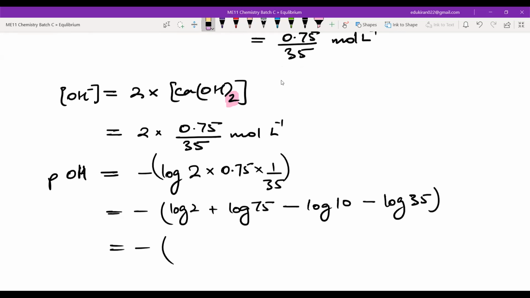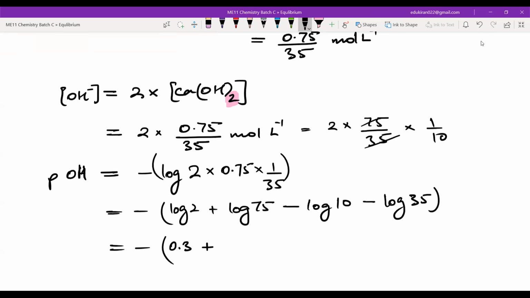Log 2 is 0.3, plus log 75. Log 75, I can write it as 5 into... One thing you can do is resolve this. I mean, simplify in the sense, don't keep it in decimals. You keep it in fractions, but not in decimals. So if I want to do that, I can do that now. That will make things easier, I guess. 2 into 75 upon 35 into 1 by 10.